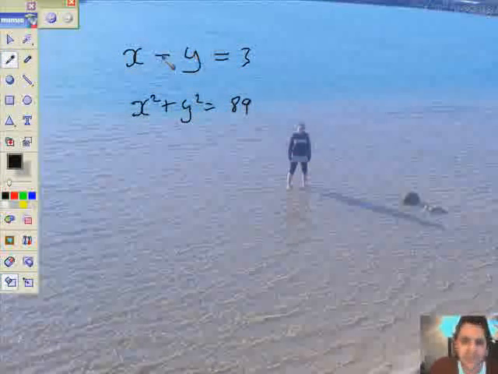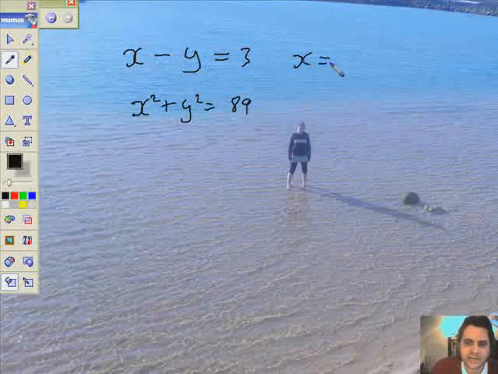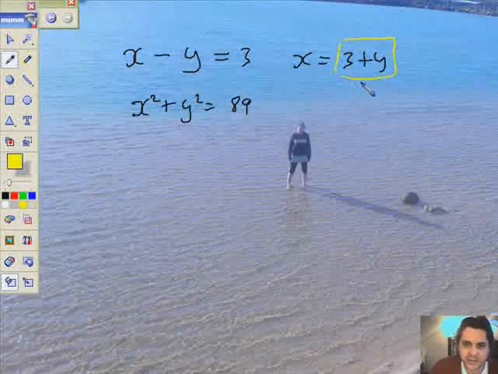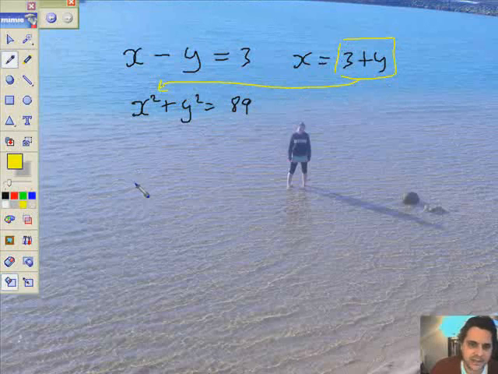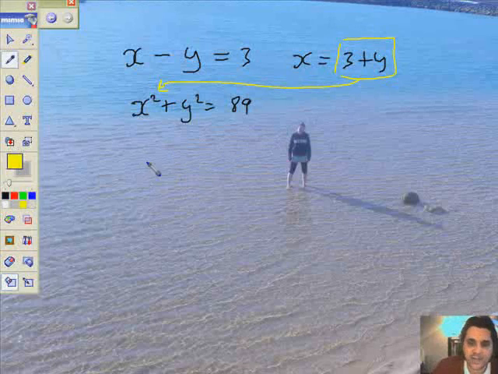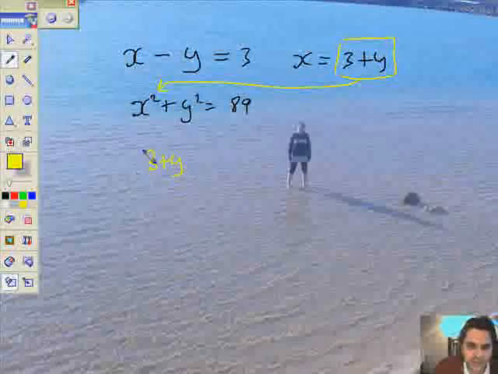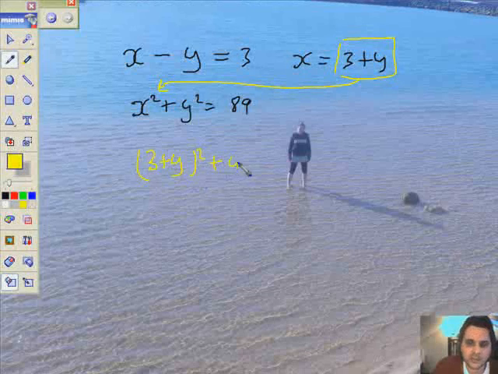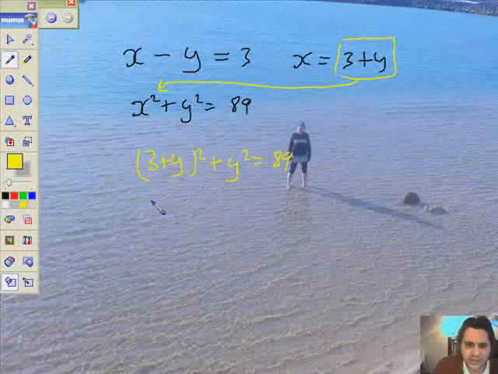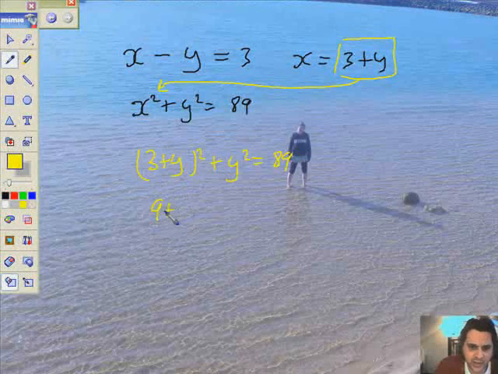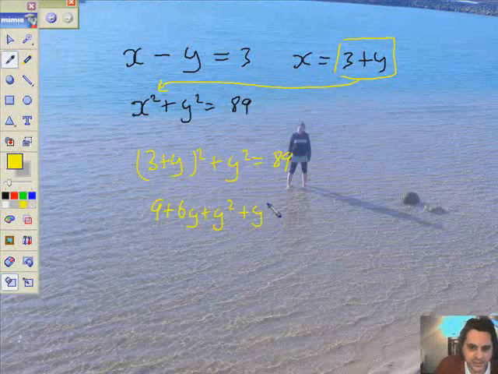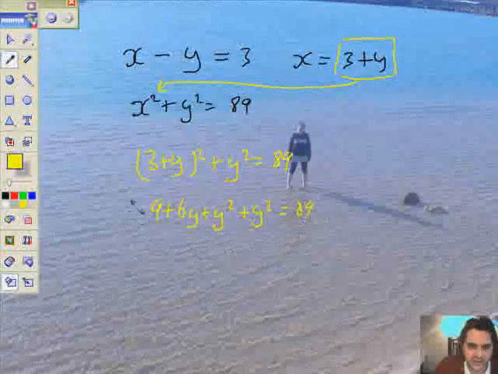What are the numbers? Well, let's get rid of one of these. If I say x equals 3 plus y, I can substitute this 3 plus y where the x is and see what happens. I end up with an equation with just y's in it. That means it's solvable. So I've got 3 plus y all squared plus y squared comes to 89. Do this, I'm going to end up with 9 plus 6y plus y squared plus y squared is 89.